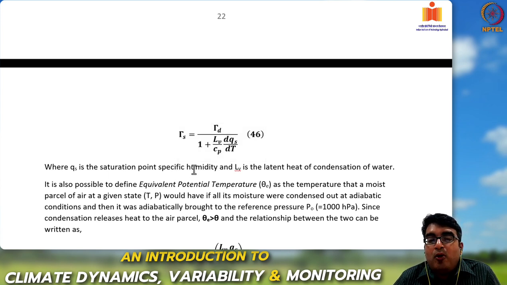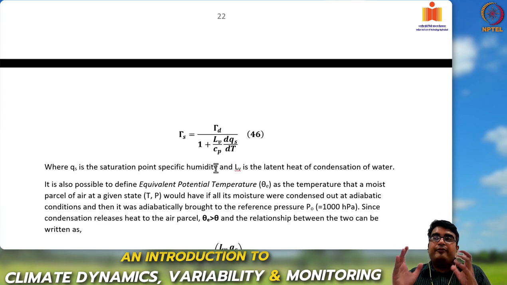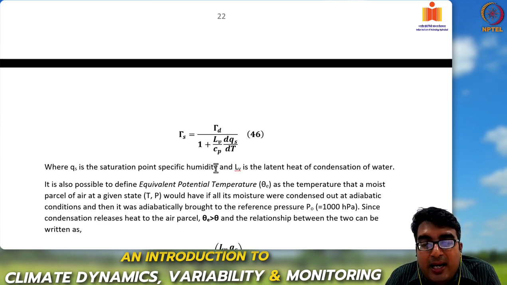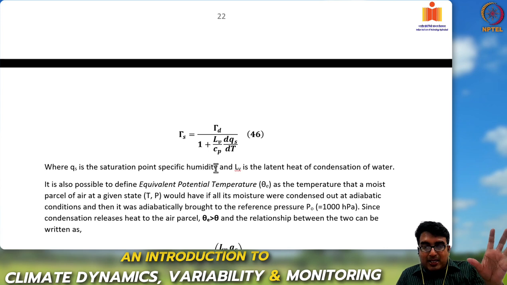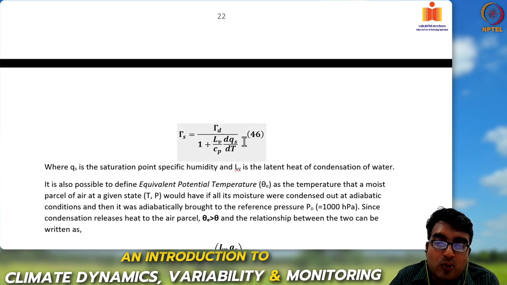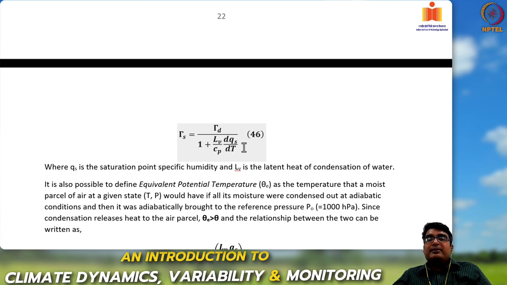Qs is the saturation point specific humidity. Remember when we were discussing the specific humidity, Qs is the mass of water vapor divided by the total mass of air. So, mass of water vapor by the mass of moist air, that is the specific humidity Qs. The rate of change of specific humidity Qs with temperature is dQs/dT. Remember, this term depends on the partial pressure Es value, which in turn depends on temperature. So, this will have a gradient. Now, this gradient will be positive.